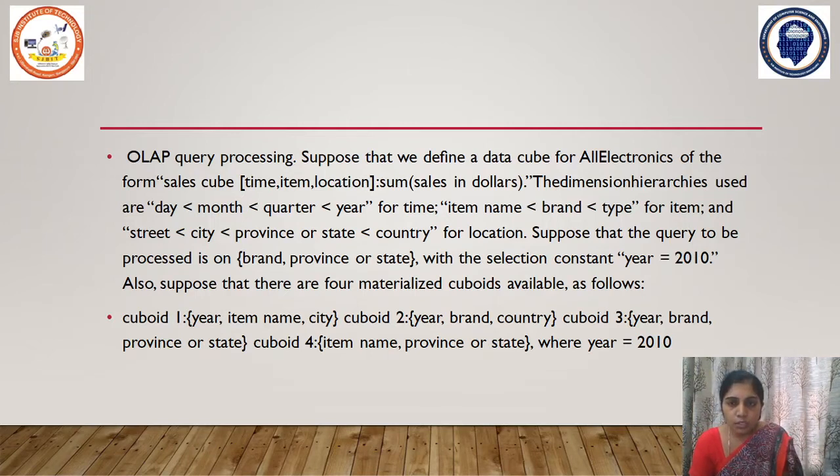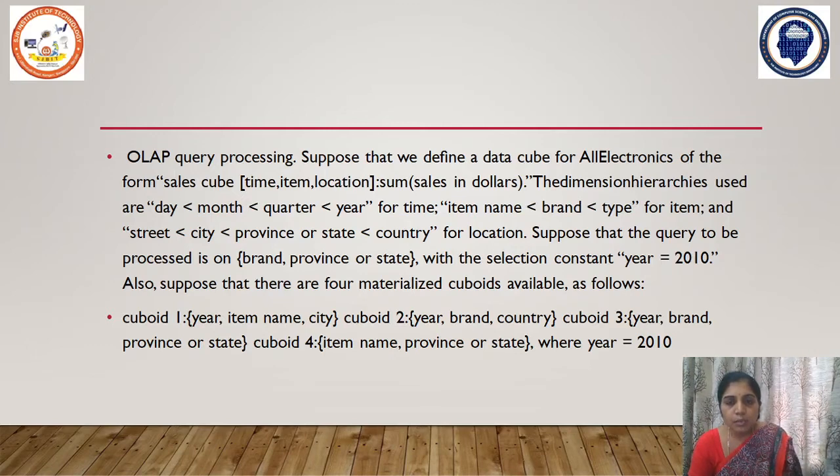Suppose that a query to be processed is on brand and province or state with a selection of constant year 2010. Also suppose that there are four materialized keywords as follows. So you have keyword 1 which has year, item name, city; keyword 2 which has year, brand, country; keyword 3 which has year, brand, province or state; keyword 4 which has item name, province or state. So where you are keeping year as a constant 2010. Now which keyword to select? Which of these four keywords should be selected to process the query?